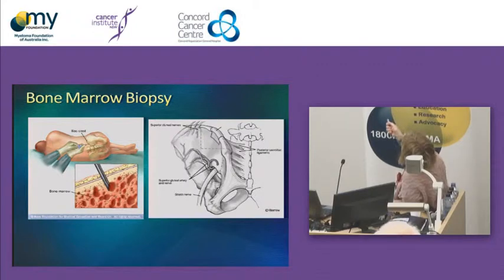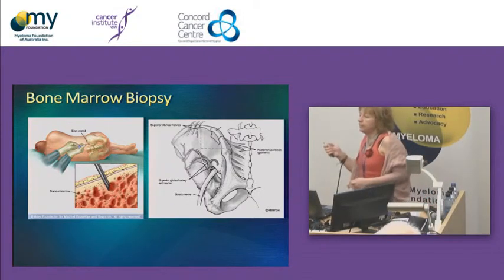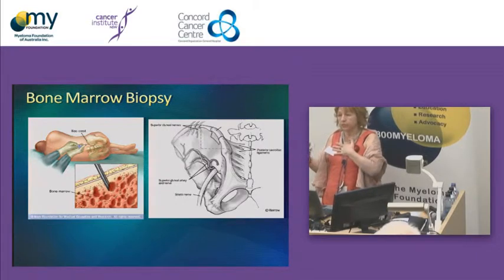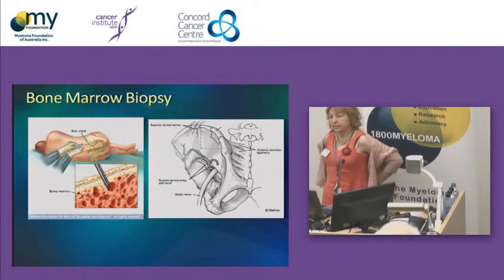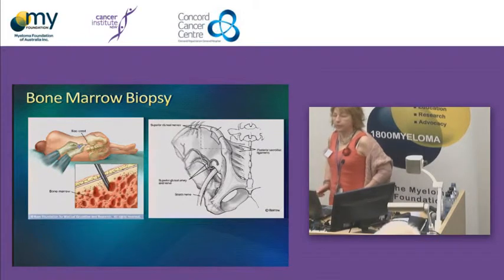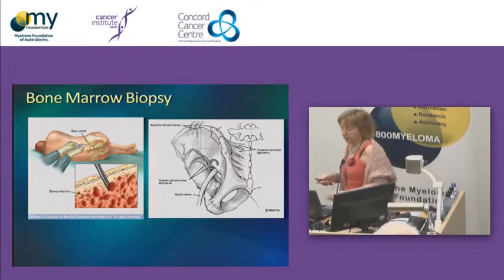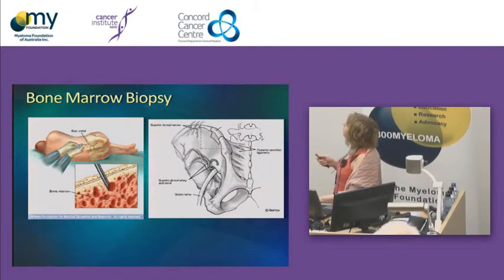And this is an example of the back of your pelvis. That exactly corresponds to there, and this is the little area where we go into the bone marrow. In the adult, there are a few areas where the bone marrow is still functioning. One is the sternum, and the other is the back of the hip and the front of the hip. The one that we most frequently use is the back of the hip.